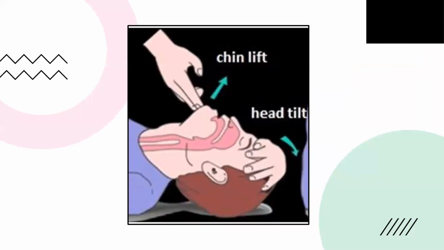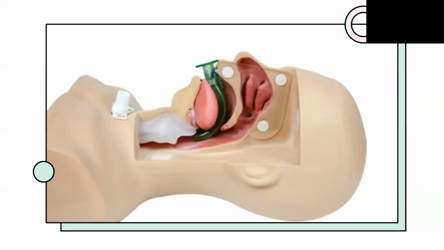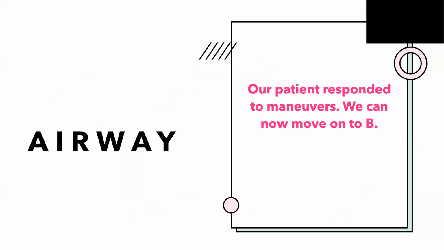This is a maneuver. As you can see, we do this maneuver to prevent the tongue from obstructing the epiglottis. So head tilt, chin lift. That's correct. And then for our patient, they responded to this maneuver, so we can now safely move to breathing. However, I just want you to think about a case where the patient does not respond to the airway maneuvers. What would the next step be?